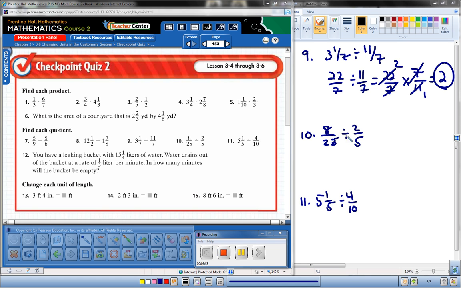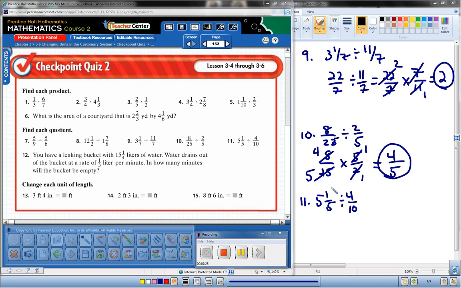8/25 divided by 2/5, and that's really nice writing that. Same, change, change. 25 divided by 5 leaves 5 here and 1 there. 8 divided by 2 leaves 4 here and 1 there. Top times top, bottom times bottom, 4/5.